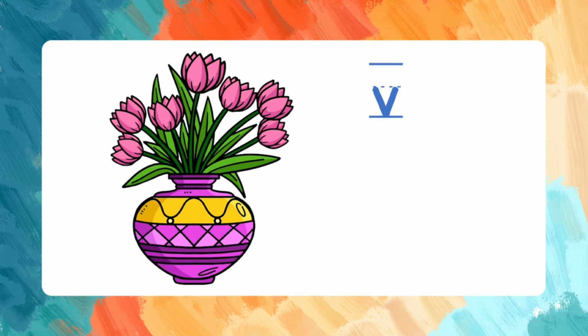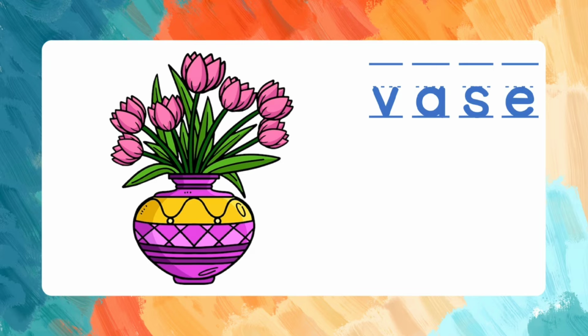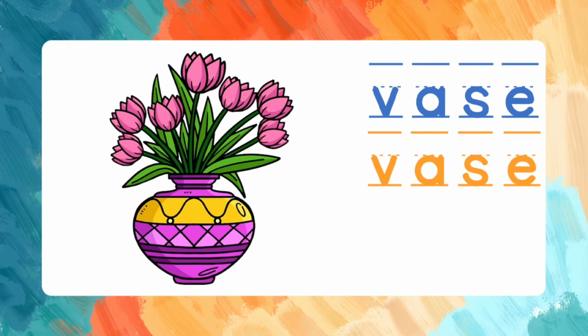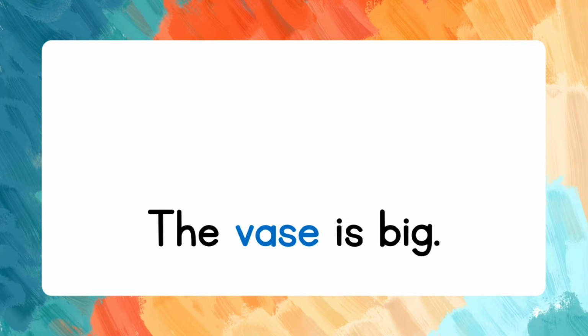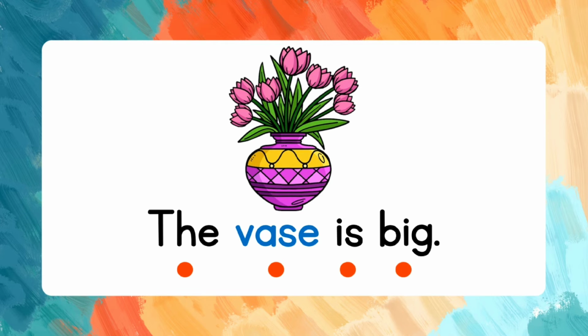Vase. V-A-S-E. Let's spell the word again. V-A-S-E. Vase. Let's read the sentence. The vase is big. The vase is big.